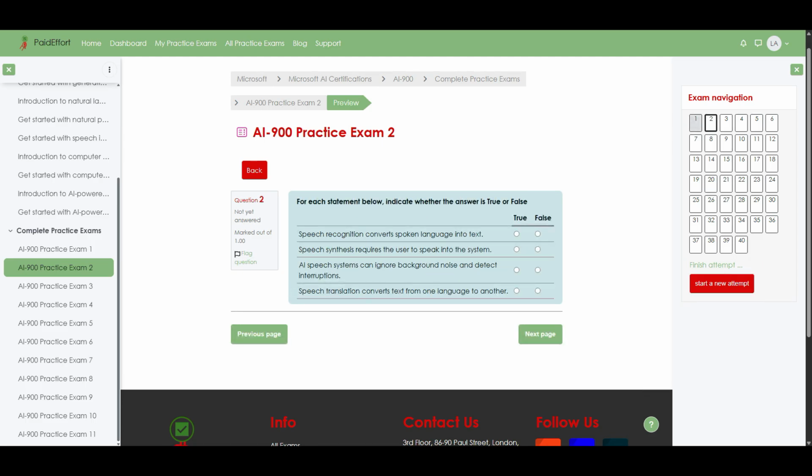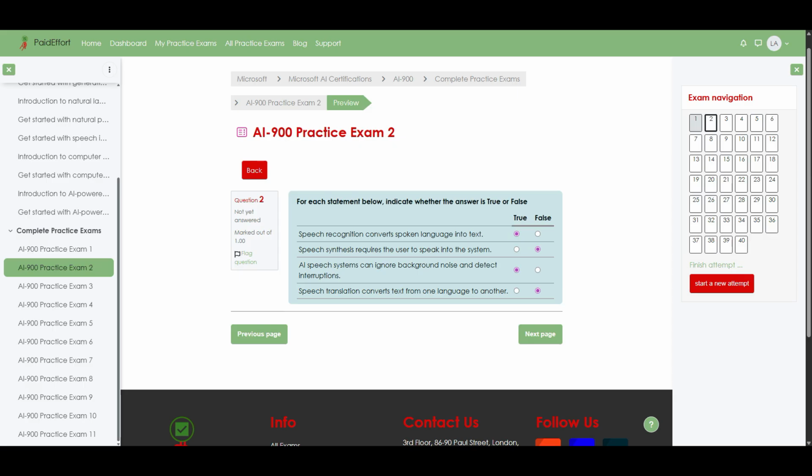For each statement below, indicate whether the answer is true or false. Speech recognition converts spoken language into text. True. Speech synthesis requires the user to speak into the system. False. AI speech systems can ignore background noise and detect interruptions. True. Speech translation converts text from one language to another. False. Let's go over each of these to understand the reasoning behind the correct answers.